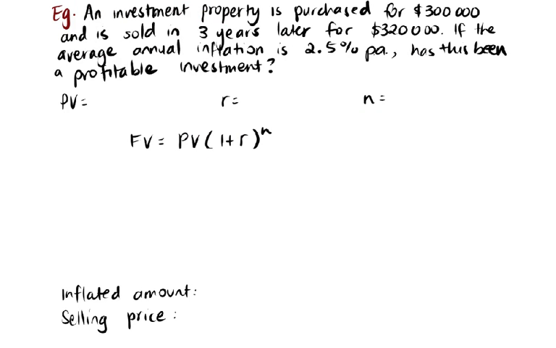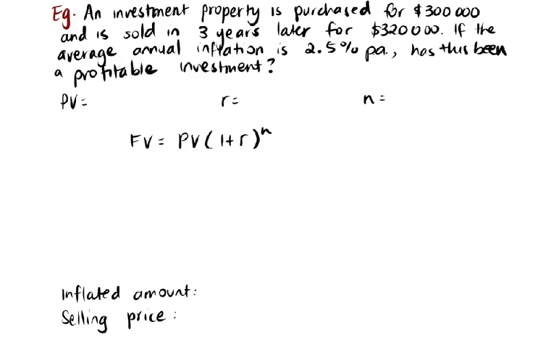The second example says an investment property is purchased for $300,000 and is sold 3 years later for $320,000. If the average annual inflation is 2.5% per annum, has this been a profitable investment? You can see that there is actually an increase in value in the 3 years of about $20,000. However, the question is asking, is this relative to the increase in inflation over the 3 years? So again, we're going to use the compound interest formula to calculate this.